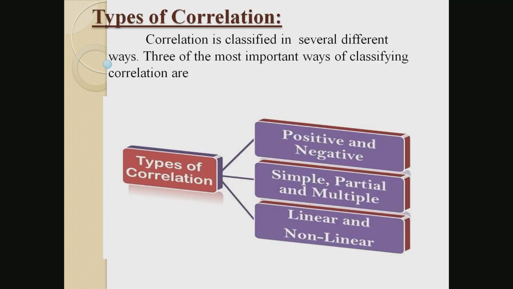Types of correlation. In types of correlation, we have three types. First one is positive and negative correlation. Second one is simple, multiple, total and partial correlation. And the last one is linear and non-linear correlation.